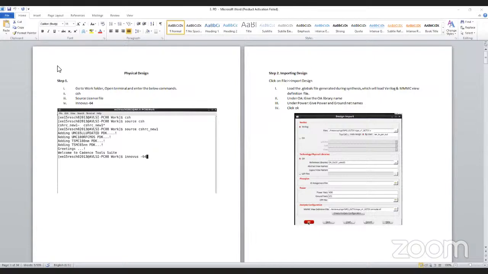In the previous session, we covered a topic called synthesis. Synthesis is nothing but the process of converting your RTL code to a gate level netlist. That means you are translating RTL, Verilog code to a gate level netlist, mapping to a technology library, and optimizing your design. So these three steps cover synthesis, using Cadence Genus.